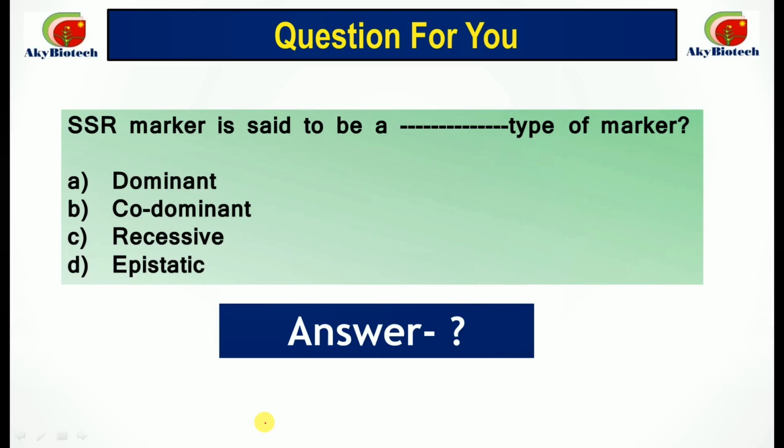Now here comes a question for you. Fill in the blank: SSR marker is said to be a which type of marker? You have the options: dominant, codominant, recessive, or epistatic. Please try to solve it and comment in the comment box, and we will discuss the answer in the next video.